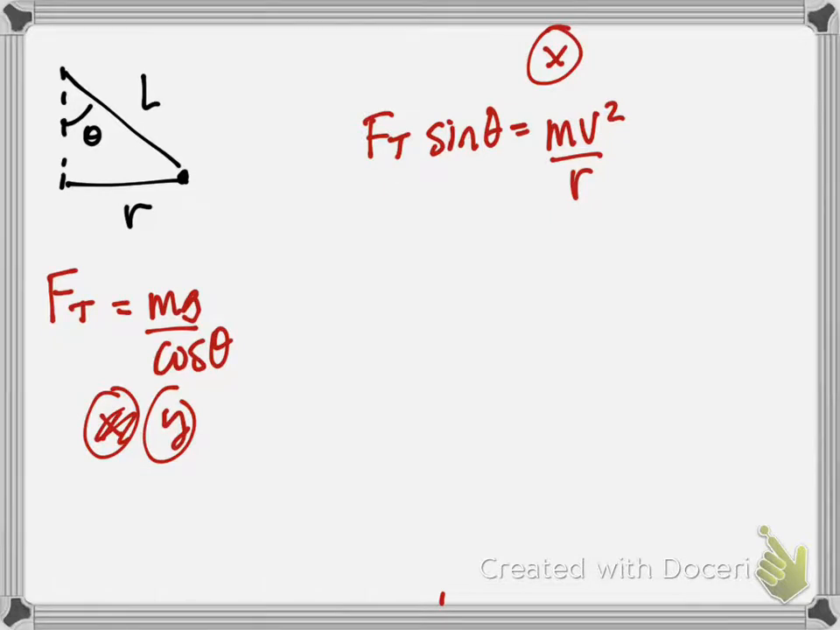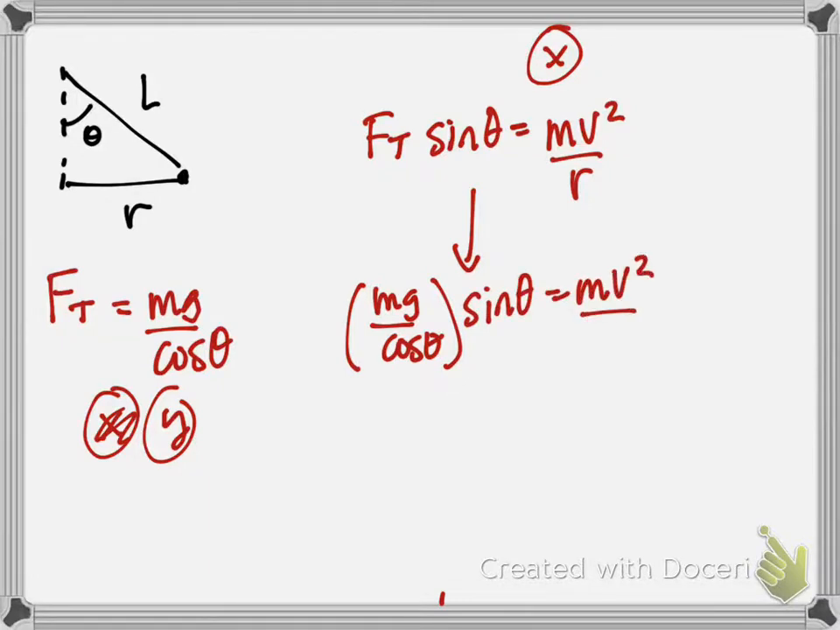So I'm looking to see that both expressions contain the tension. We're going to go ahead and substitute for that. I'm going to use this formula, but substitute the ft that I got from the y formula. So my ft is mg over cosine theta. Then I have my sine theta equals mv squared over r.